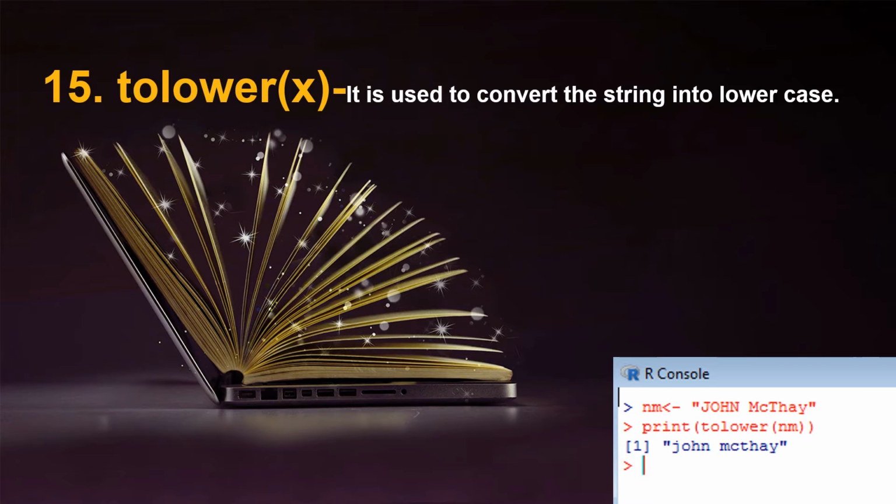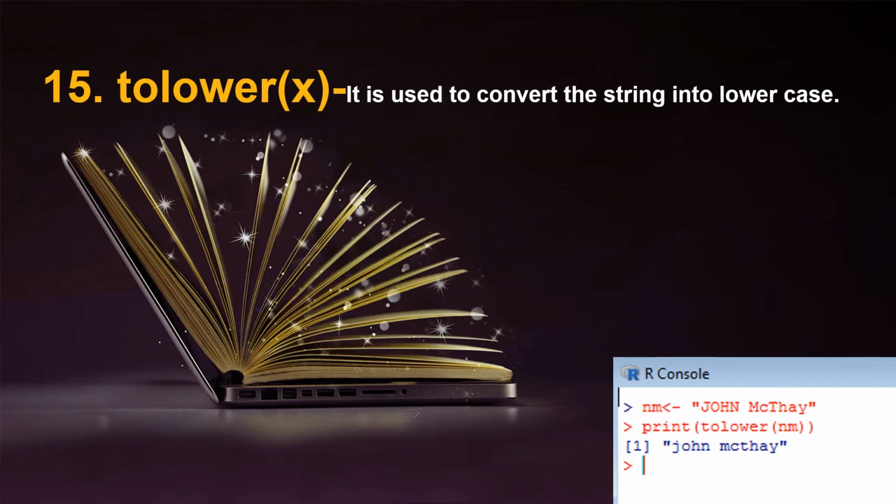This is the tolower function. It is used to convert the string into lower case. As the name suggests, tolower is a string function, and it is used to convert a string written in upper or sentence case to lower case.